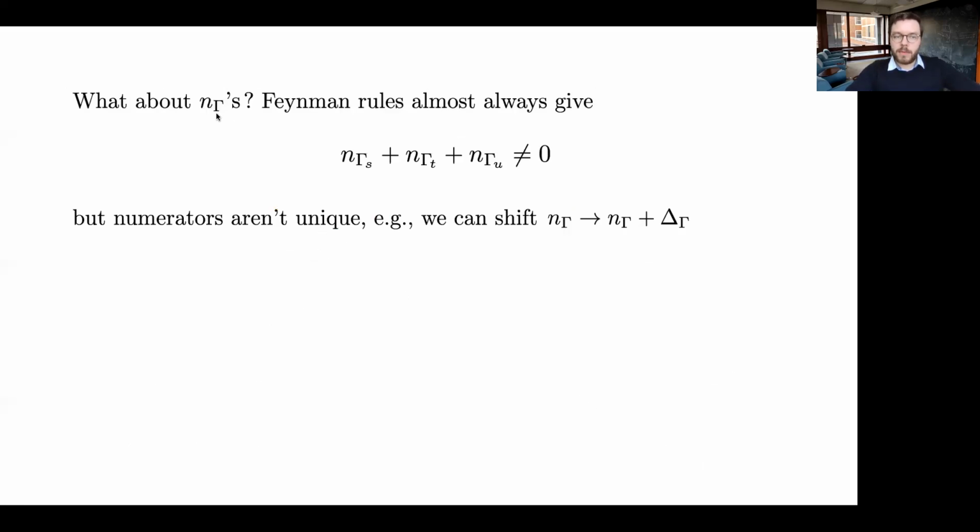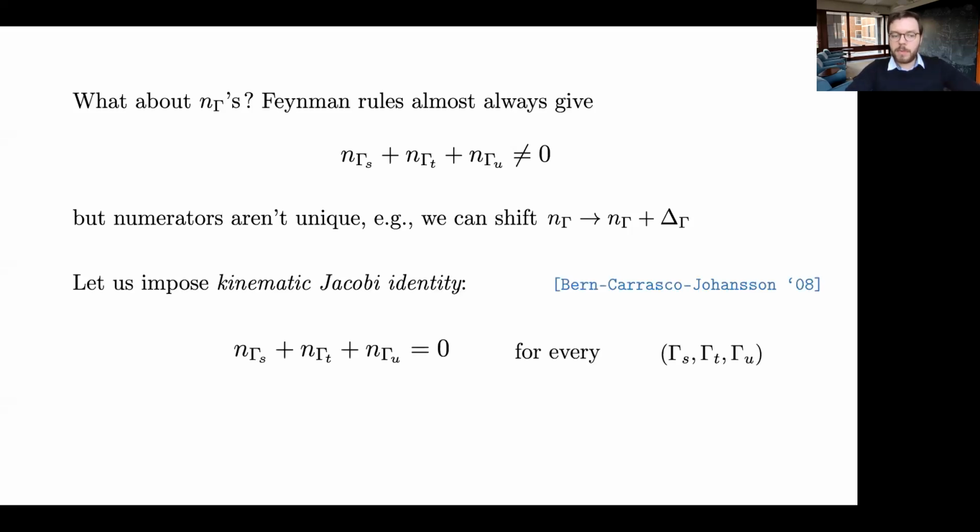Now you can ask, what about the kinematic numerators? And of course, the ones that naturally come from Feynman rules do not satisfy these kinds of identities. However, they're also not unique. So for example, we can shift them using generalized gauge transformations. And this allows you to hope that perhaps we can impose the so-called kinematic Jacobi identity, which looks exactly like what we've seen before, but now with C's replaced with N's for every possible triple of diagrams gamma S, T, and U. And let me just emphasize that this is a very difficult problem because it involves a huge number of constraints for a huge number of variables.